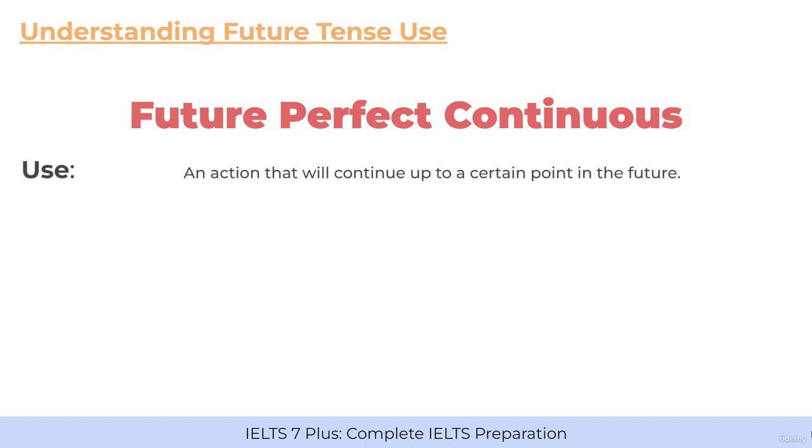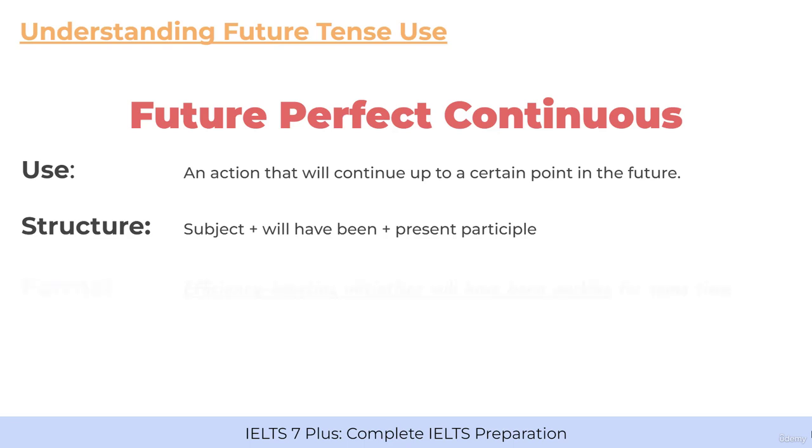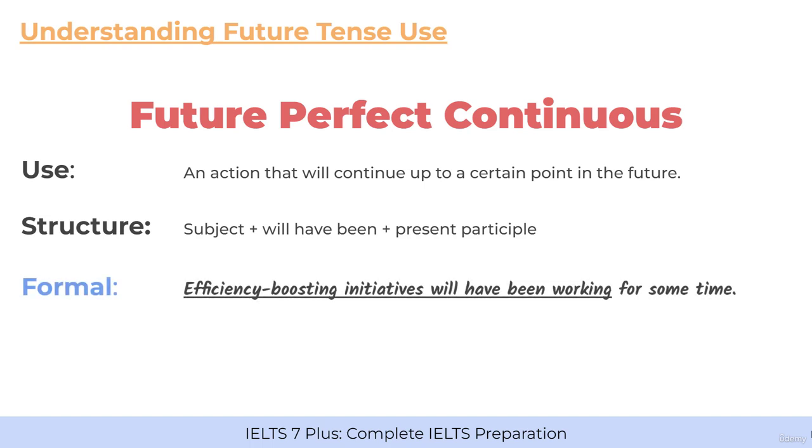When do we use this? An action that will continue up to a certain point in the future. So it's going to be ongoing up to a second point in the future. And we do this with subject plus will have been plus present participle. That's verb plus ing. Here's an example. Efficiency boosting initiatives will have been working for some time. So we're kind of talking about 2 points in the future here.